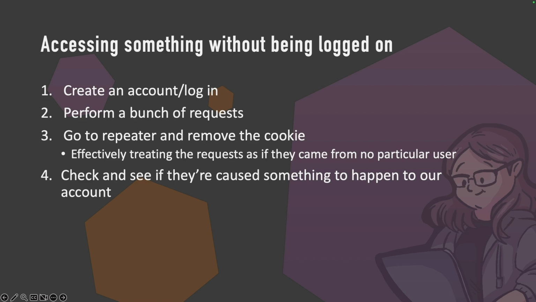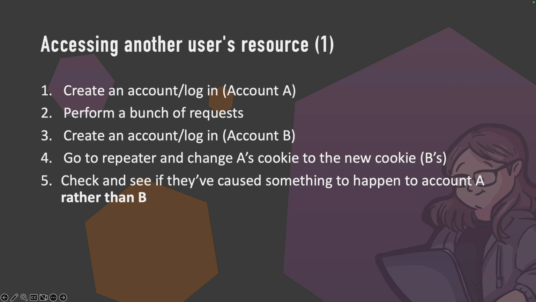So if we've, say, edited a post, has it actually edited the post, or has it just returned an error? We want to double check, because an error doesn't necessarily mean it hasn't worked. It just means that it's errored. How do we access another user's resource?